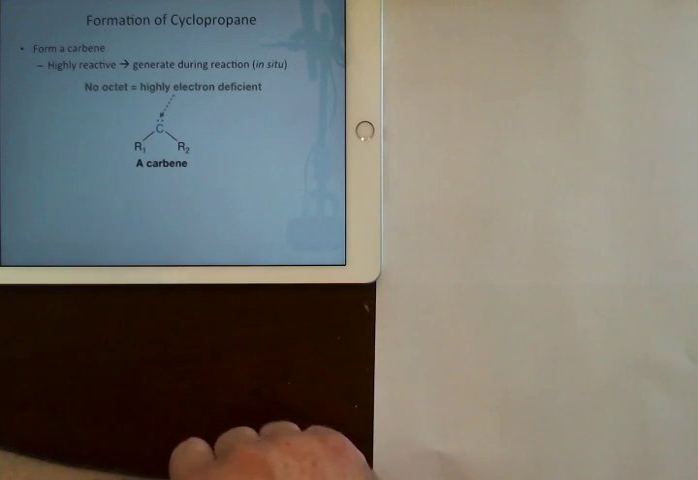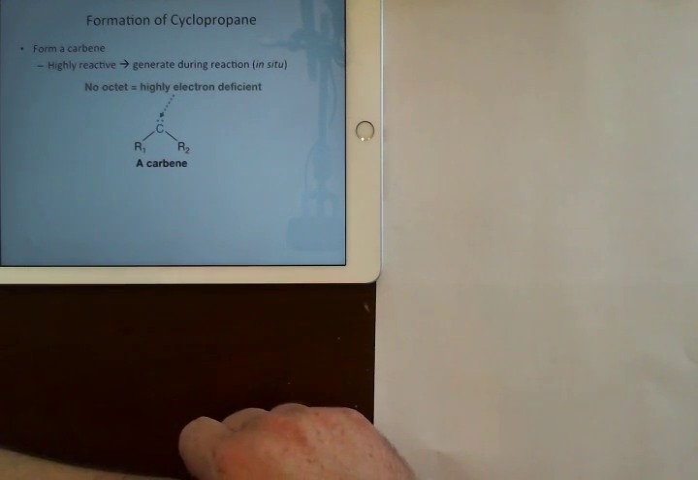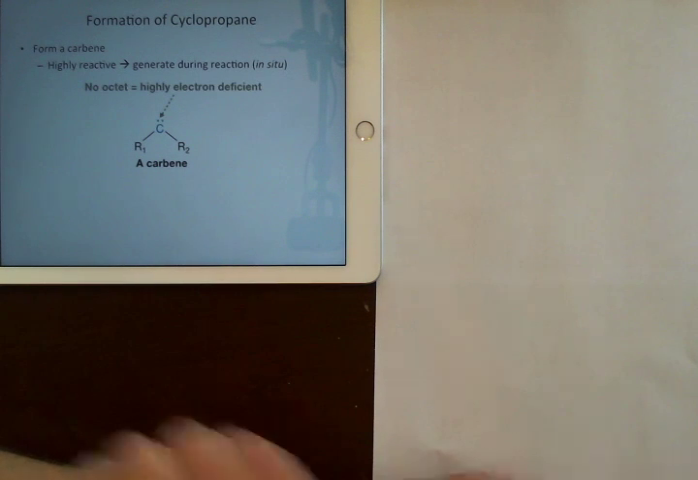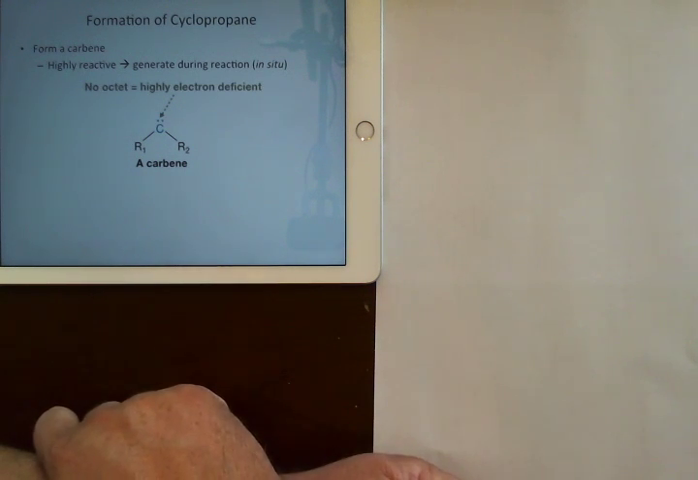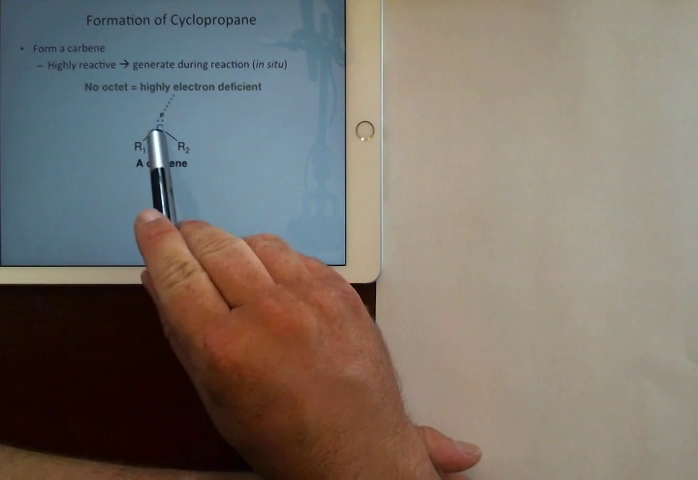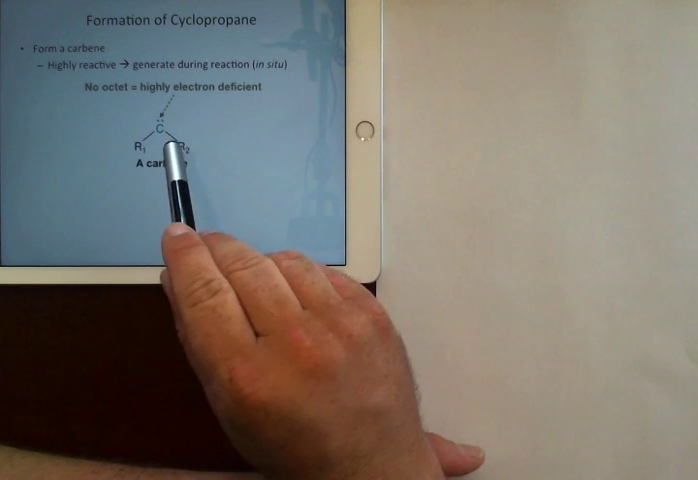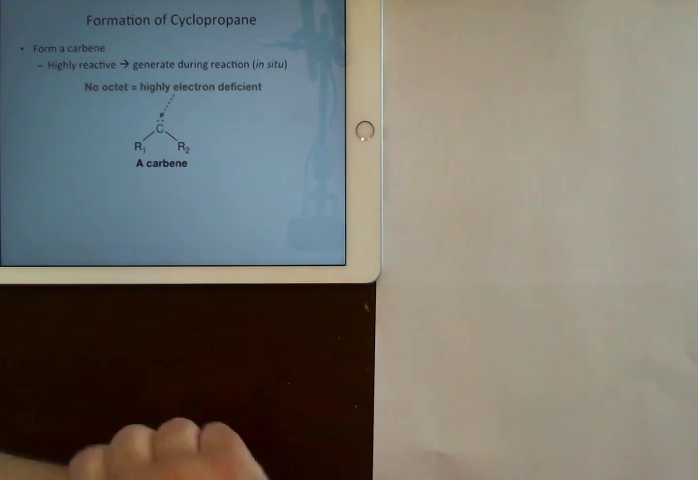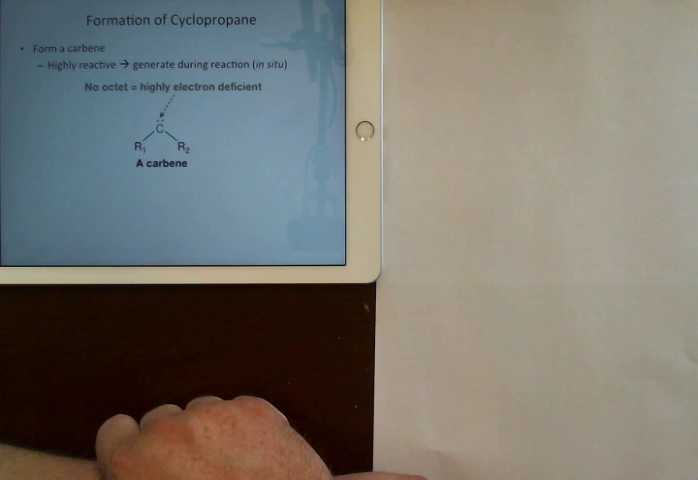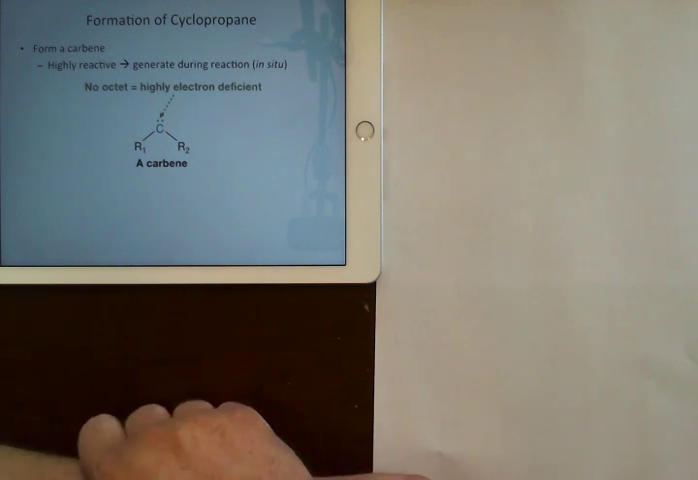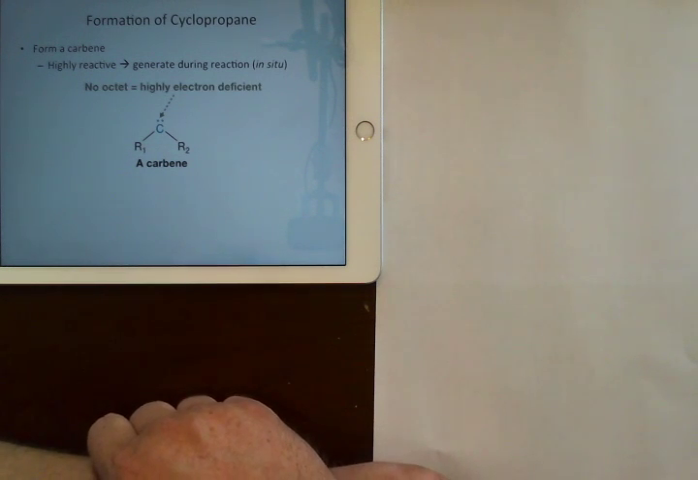It's going to be difficult because there's so much strain involved with those cyclopropanes. And so what we have to use is what's called a carbene. It's a carbon with only two things attached to it and a set of lone pairs. Its formal charge is actually 0, but it is very, very reactive. We can't actually sell this in a bottle, so you have to create it in situ, within your reaction, because as soon as it's created, it'll react.